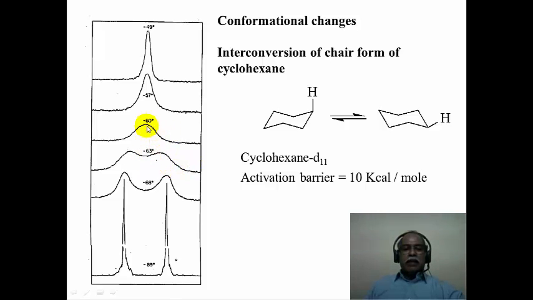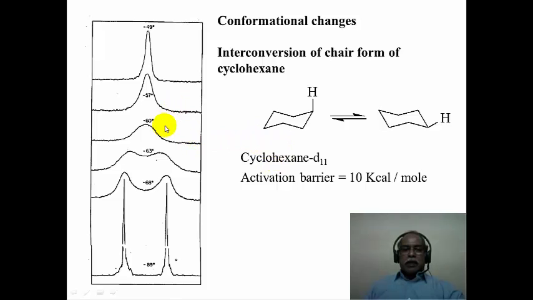Now between minus 63 and minus 60, you can see there is a coalescence that is taking place. There are two peaks here which coalesce to only one peak at this particular temperature. So this particular temperature is known as the coalescence temperature. The coalescence temperature is important because several kinetic parameters can be obtained from the coalescence temperature.